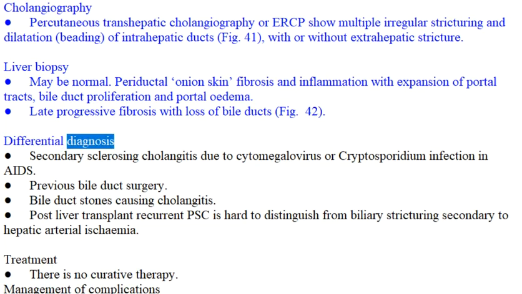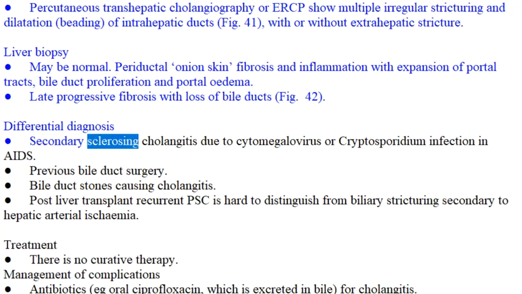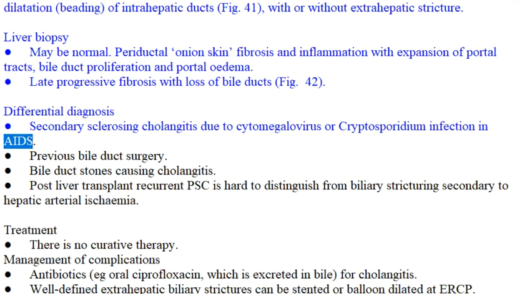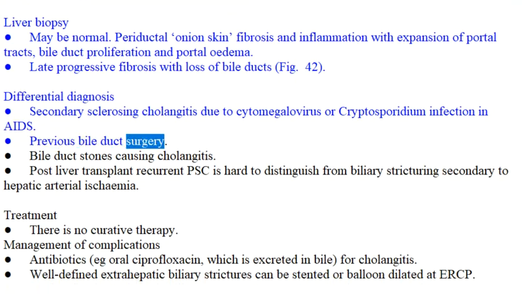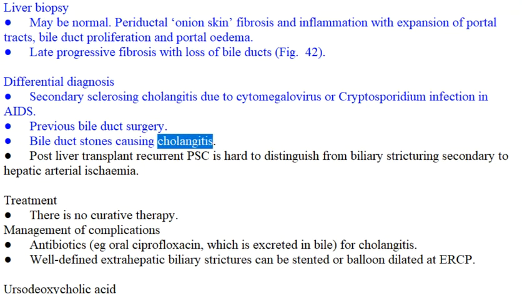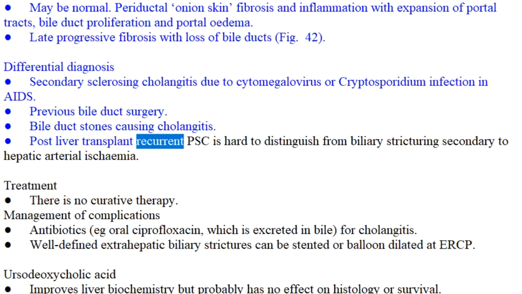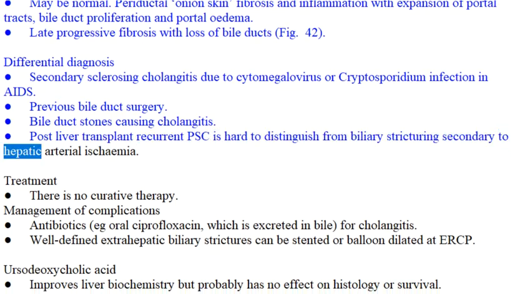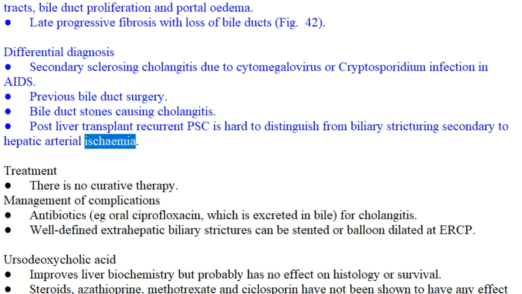Differential diagnosis. Secondary sclerosing cholangitis due to cytomegalovirus or cryptosporidium infection in AIDS. Previous bile duct surgery. Bile duct stones causing cholangitis. Post-liver transplant recurrent PSC is hard to distinguish from biliary stricturing secondary to hepatic arterial ischemia.